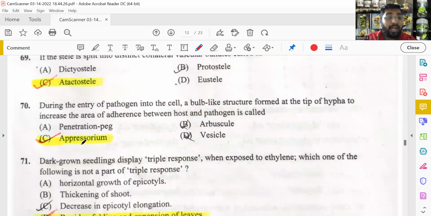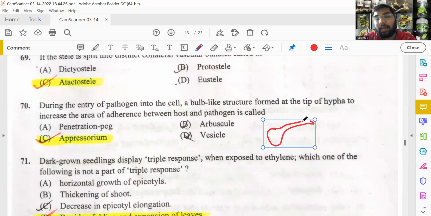Okay, atactostele. During the entry of a pathogen, a bulb-like structure is formed at the tip of the hyphae, which is called an appressorium. For example, a fungal spore is released. When this fungal spore falls on a leaf, it will produce a hypha. And in the tip, what will happen? The tip will be bulged. So this bulged portion is called an appressorium.